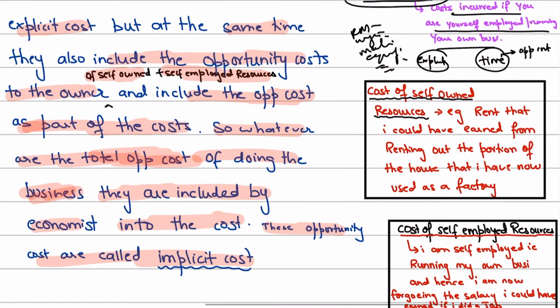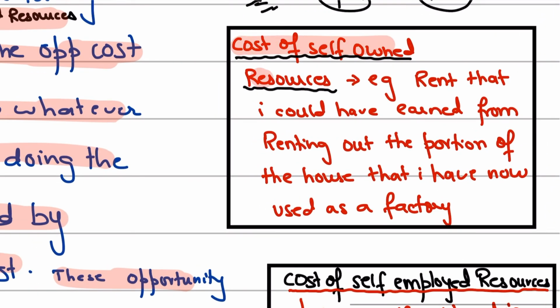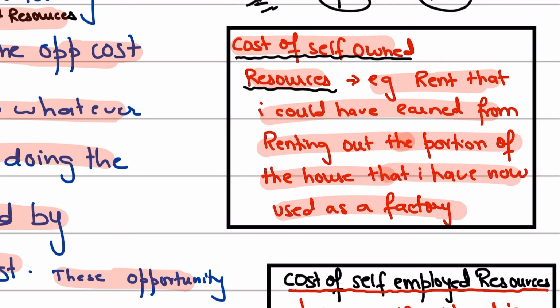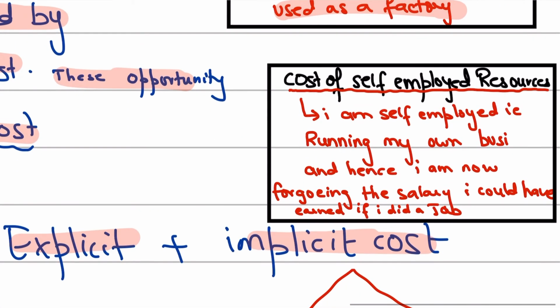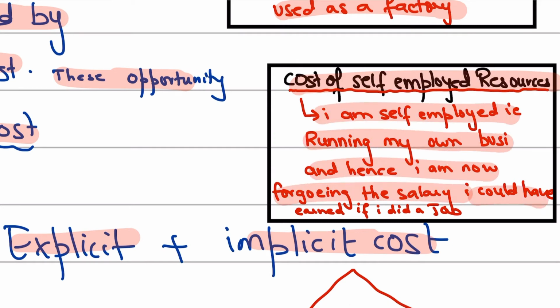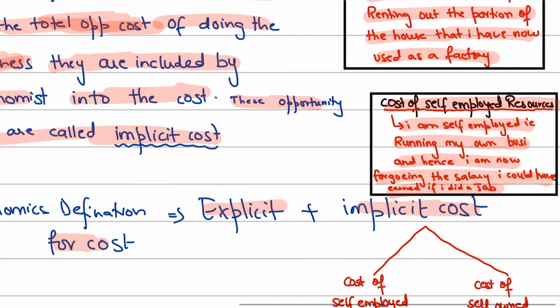मैंने यहाँ पे मजीद बात लिखी हुई है. Cost of self-employed resources क्या है? For example, rent that I could have earned from renting out the portion of the house that I have now used as factory. वही चीज़ लिखी हुई है मैंने. Cost of self-employed resources, I am self-employed, that is running my own business, and hence I am now foregoing the salary I could have earned if I did a job. Again, that's the opportunity cost, right?